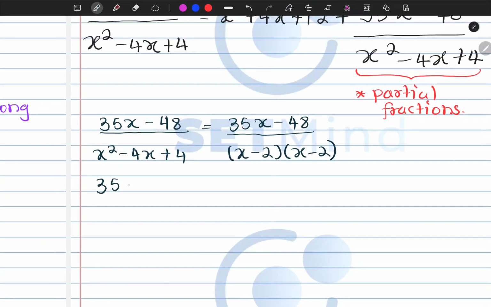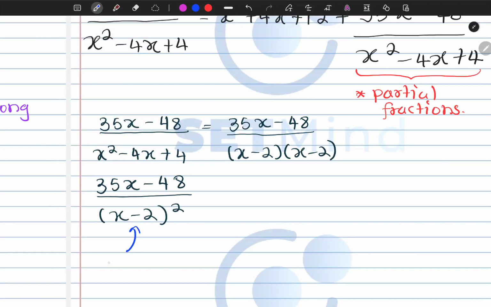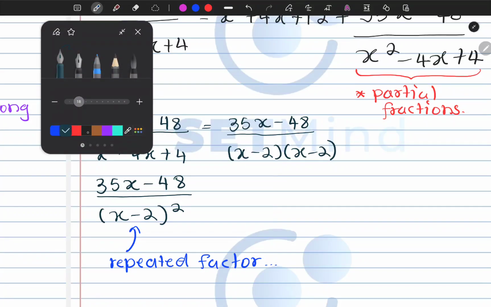So which means you'll have 35x minus 48 divided by x minus 2 all squared. And if you look carefully, here you have a repeated factor. And you can go and look at the beginning of the session where you were supposed to be making notes of how we deal with this.